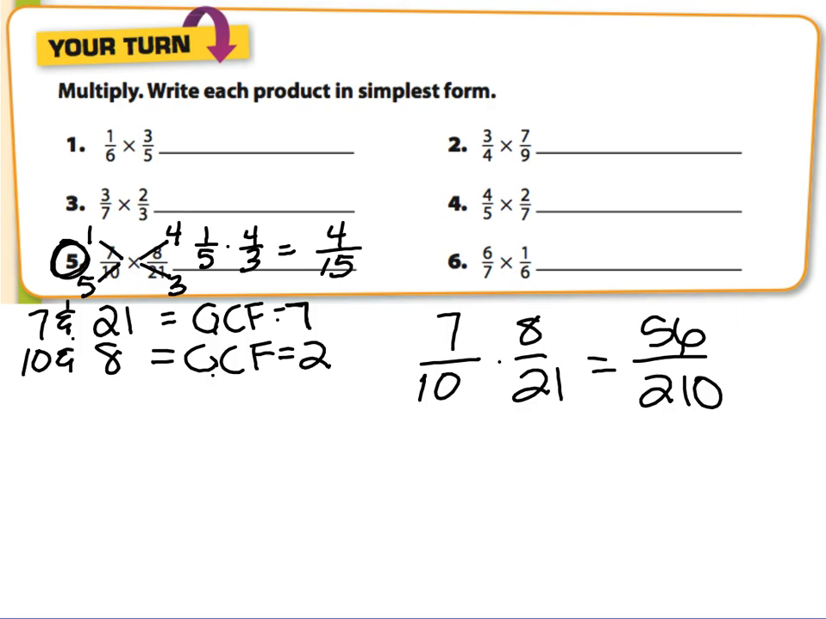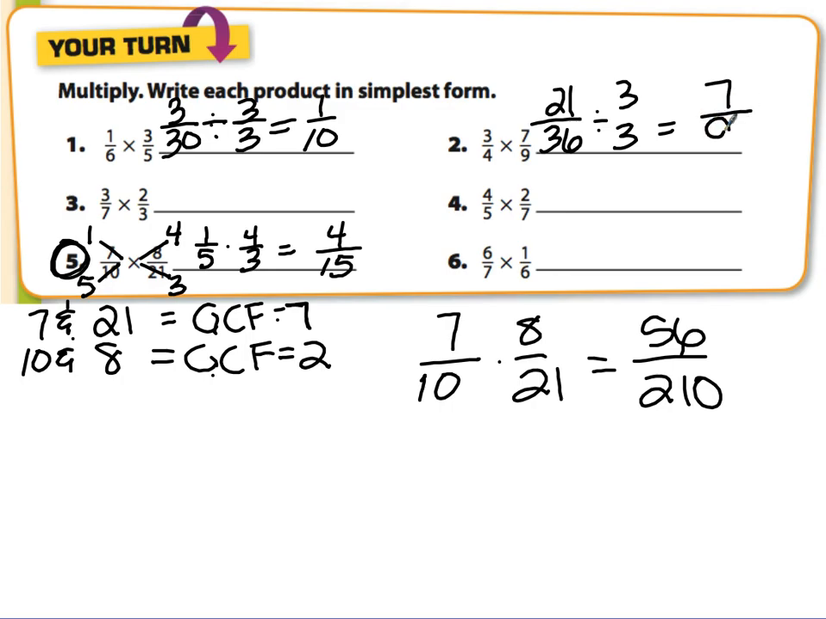What I'd like you to do is try the other 5 problems and then come back and check your answer. So here you should have found that you got 3/30. Both of them were divisible by 3 because that was the GCF, and you should have gotten 1/10. Here you got 21 over 36. The GCF was, again, 3, and you got 7/12.